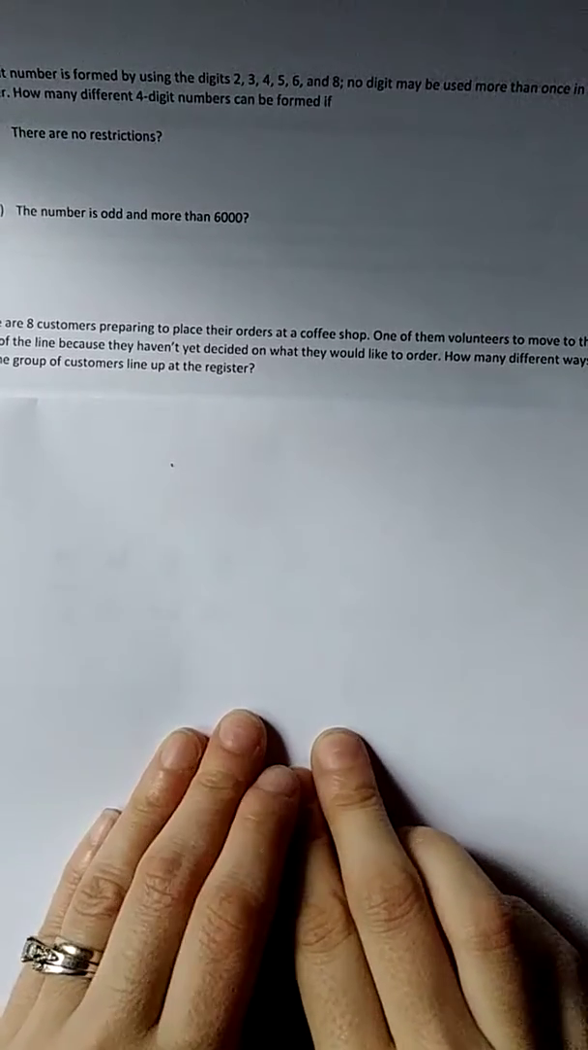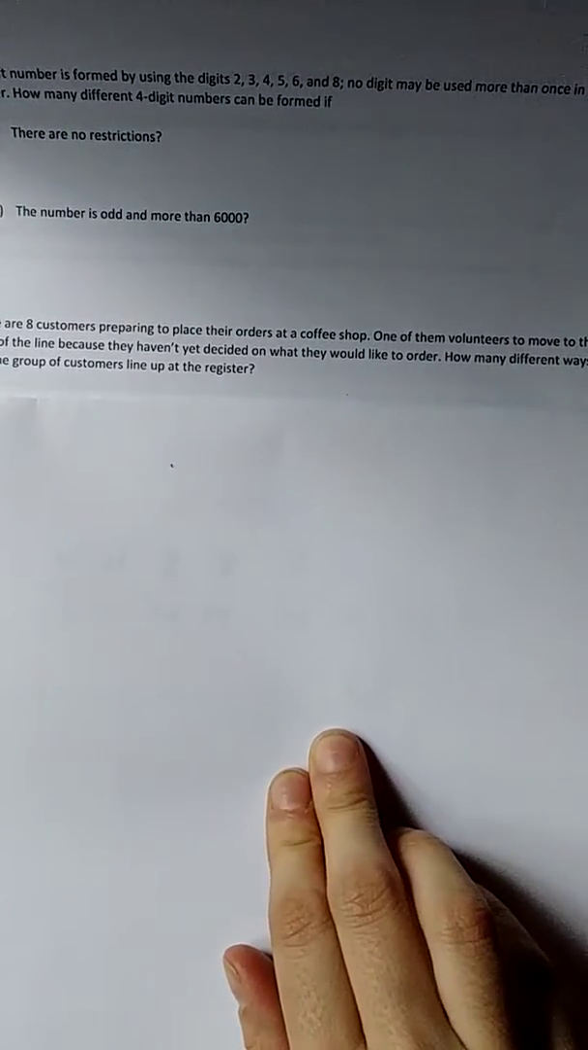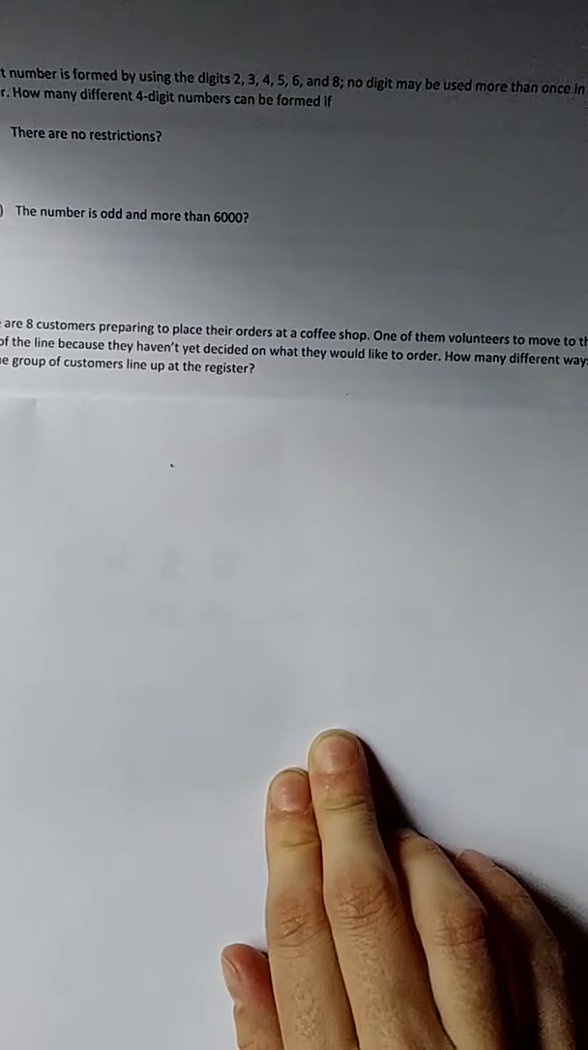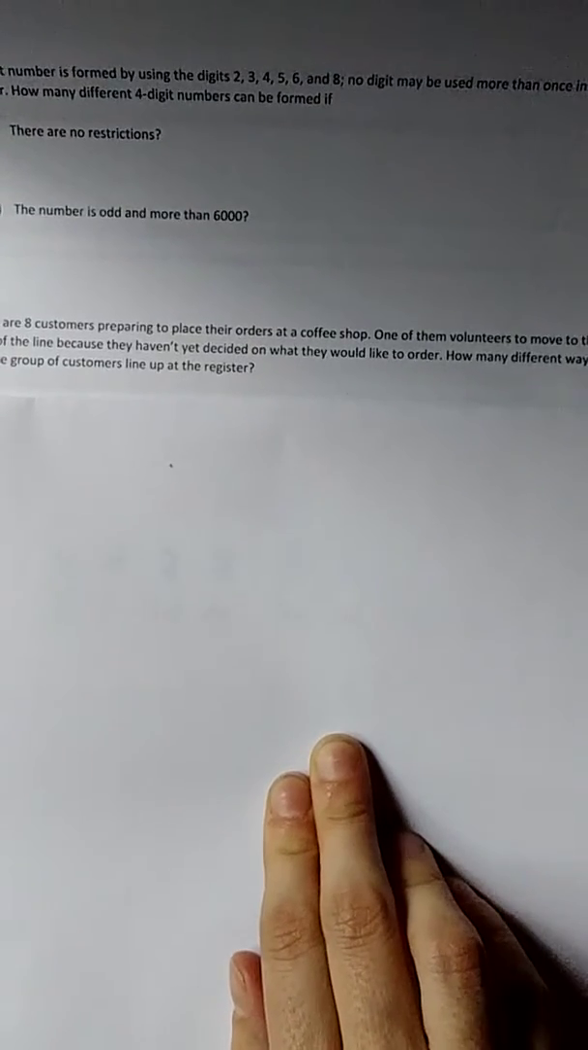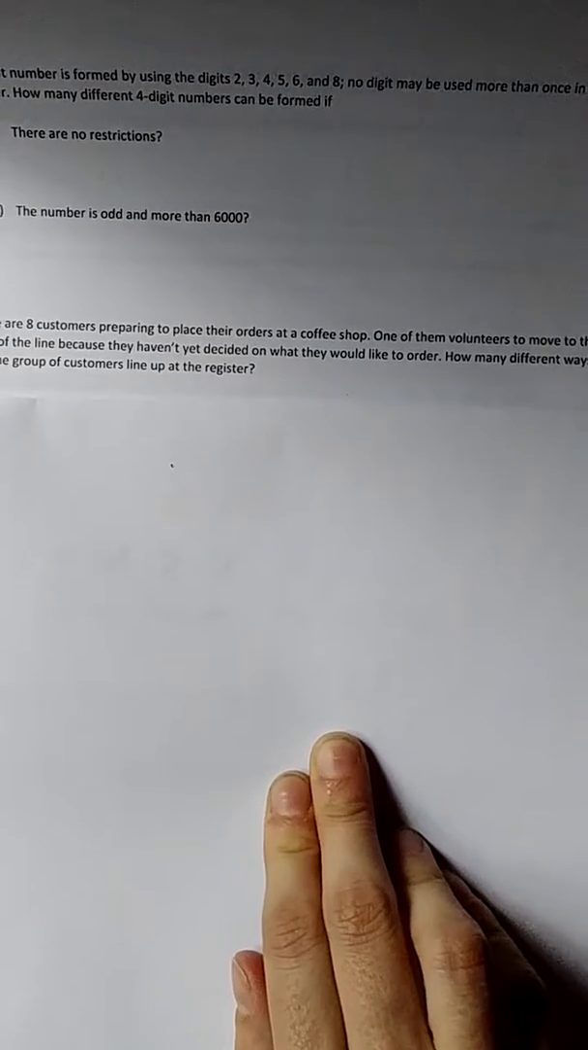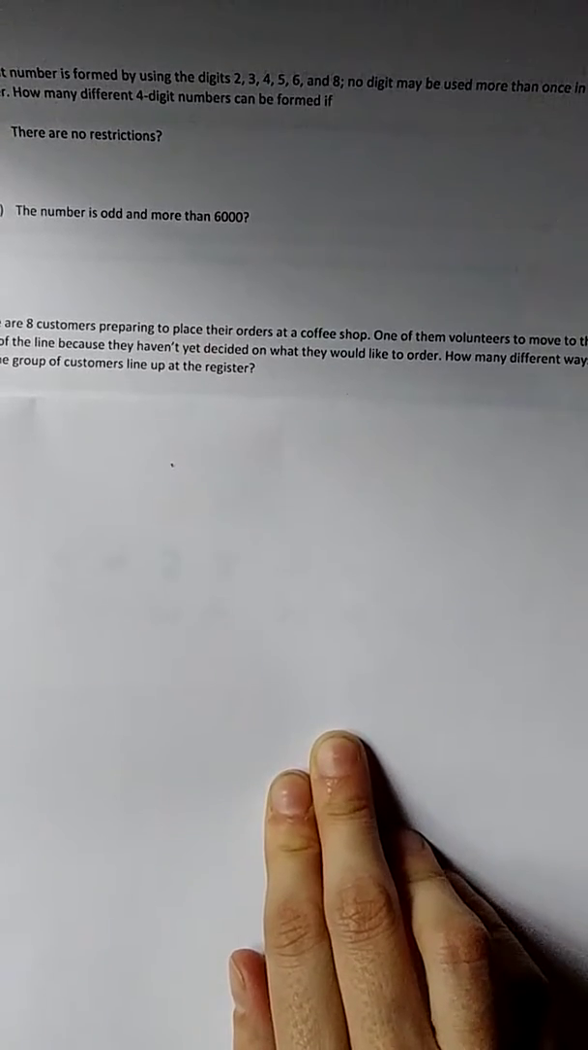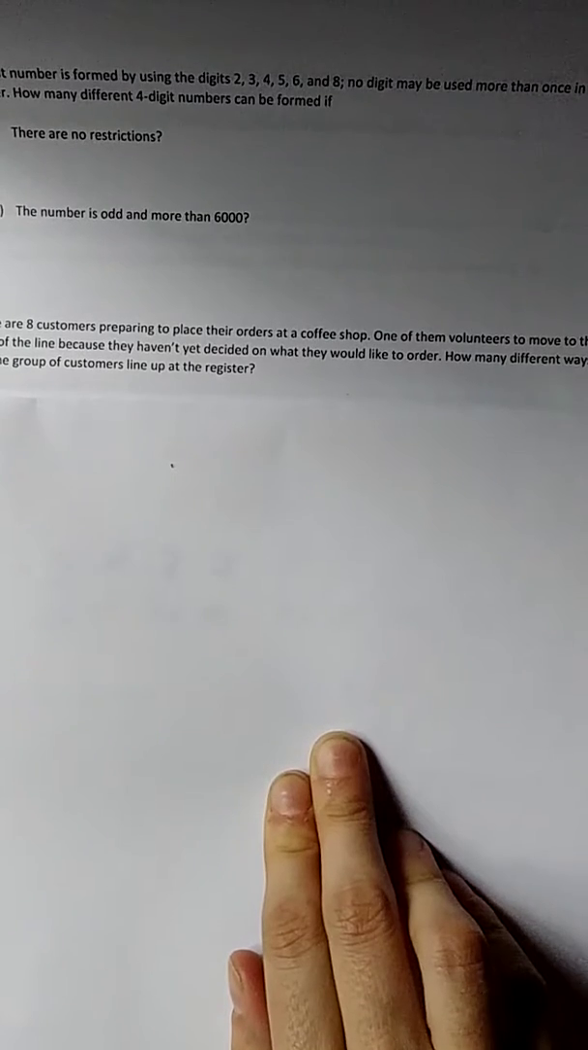Okay, we're going to continue our review video here with question 4 from the Unit 10 review. This question says that we have 8 customers that are trying to place their orders at a coffee shop, but one of them volunteers to move to the back of the line because they haven't decided on what they'd like yet. So we're trying to figure out how many different ways the group of customers can line up at the register.